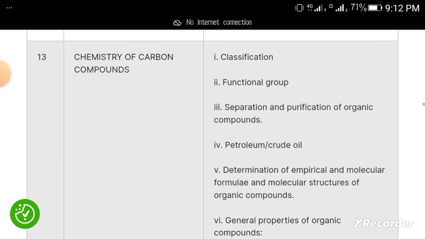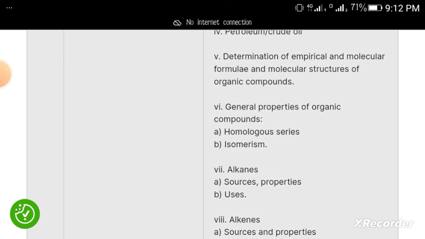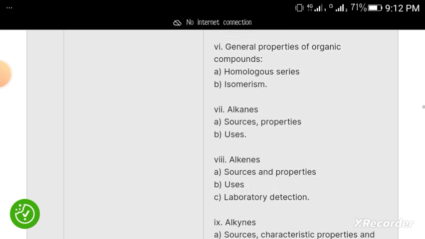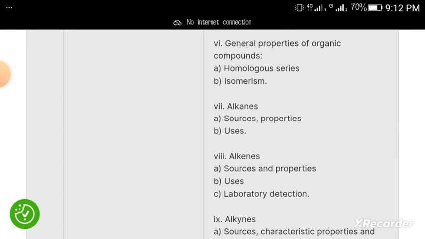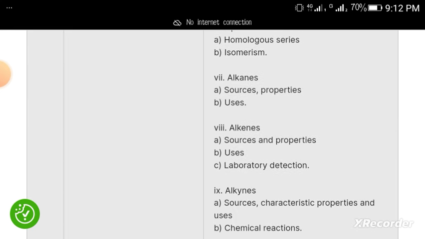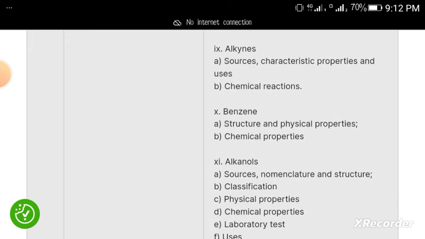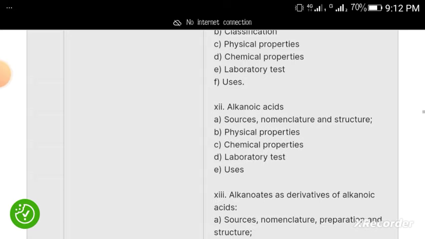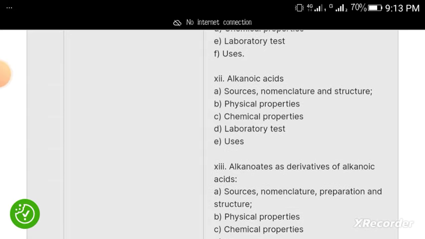Then study chemistry of carbon compounds. Very important. Classification, functional group, separation and purification of carbon compound, petroleum, all this. Alkanes, study alkanes, study alkenes and alkynes, both how to draw them. This is organic chemistry. These things will come out. So study alkanes, alkenes, and alkynes. Then study benzene, study alkanols, study alkanoic acid, study alkanoates.